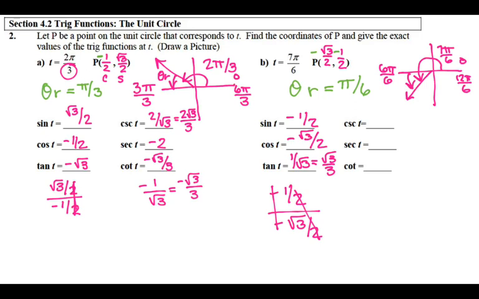Since sine is negative 1/2, cosecant is negative 2. Cosine is negative root 3 over 2, so secant is negative 2 over root 3, which we got to rationalize, so negative 2 root 3 over 3. And then cotangent's 1 over tangent, so I'm going to take my 1 over root 3 and flip it over, which just gives me root 3.